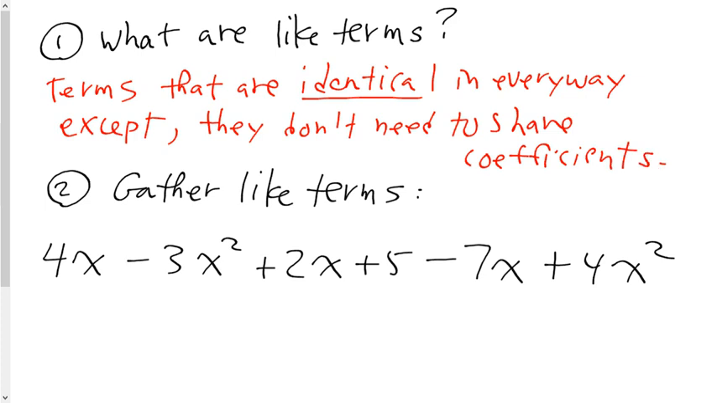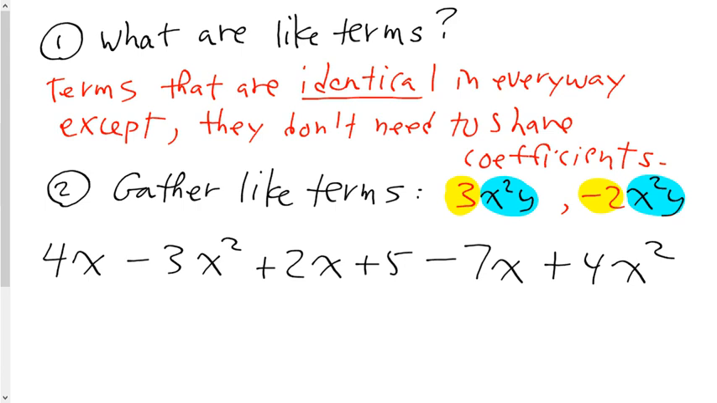So, for example, if I said x squared y, and I said I have three of those, three x squared y's. And then I said I was thinking about negative 2 x squared y. These two terms are identical in every way except for their coefficients. So therefore, we would say that 3x squared y and negative 2x squared y are called like terms.